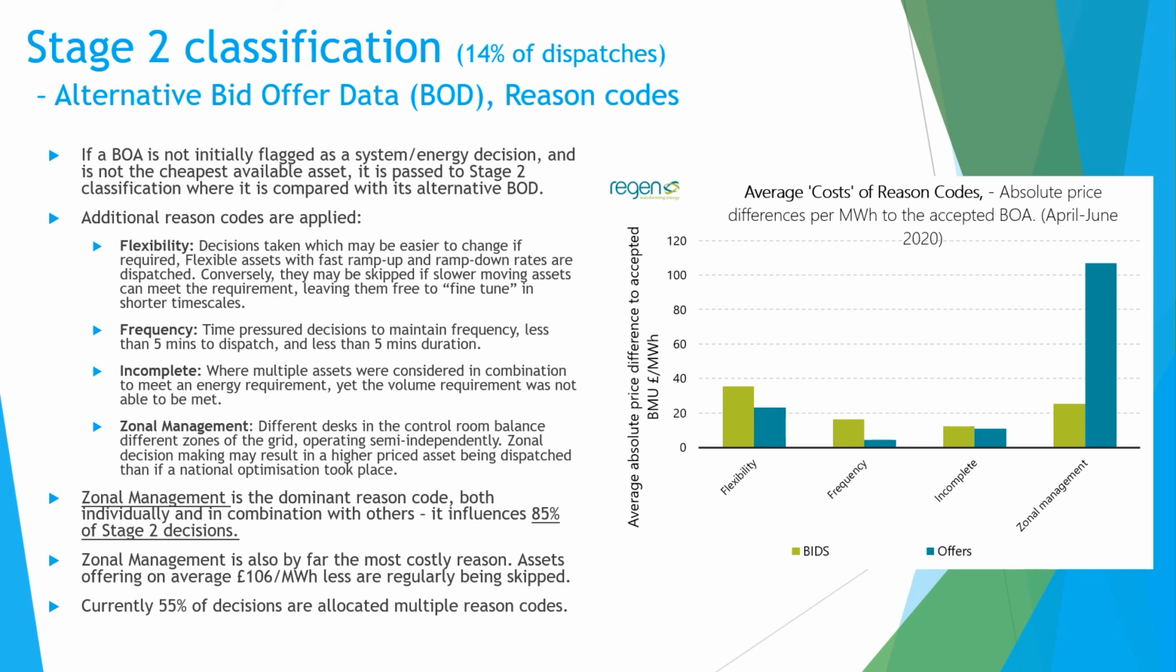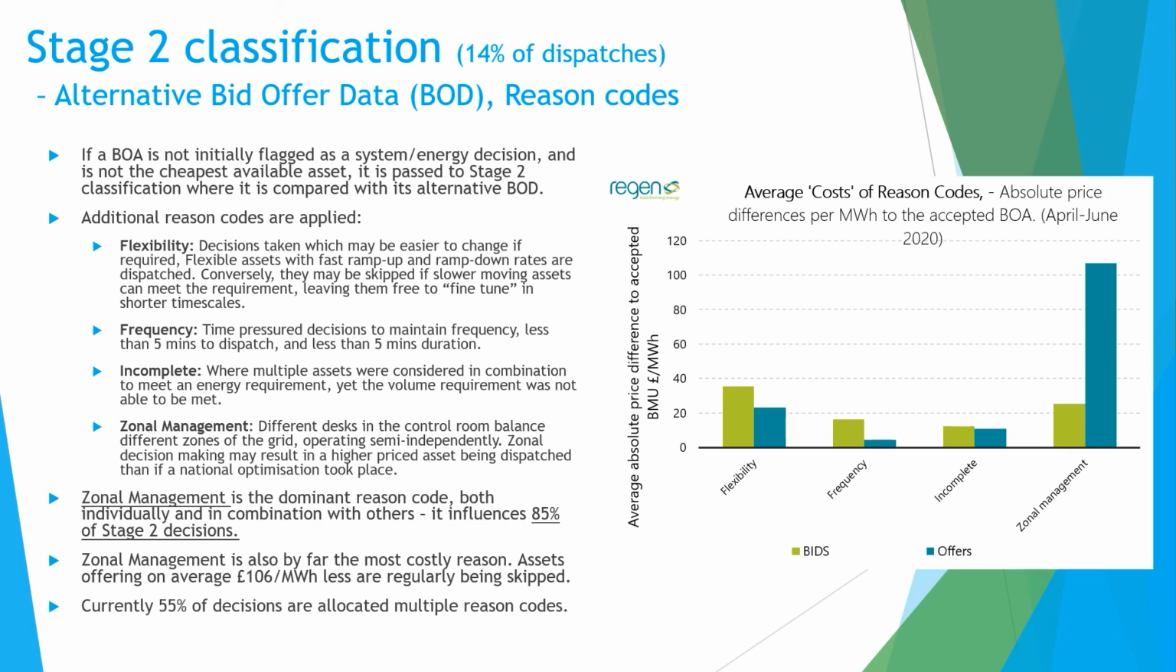Zonal management is dominant in this stage 2 data set. So remember, this is just a 14% chunk of dispatches, and also that 55% of decisions are allocated multiple reason codes, but we see that zonal management comes into 85% of stage 2 decisions, so by far the most dominant. And also it's the most costly.